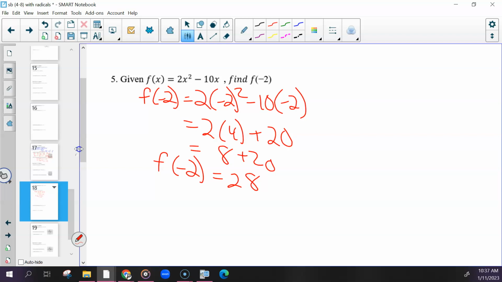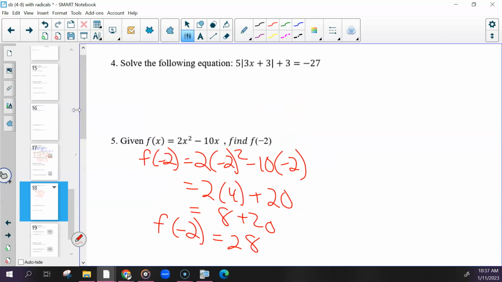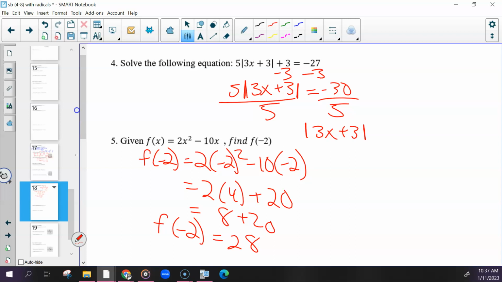Okay, and then 4. So this is like a preview. When I go to grade them, you'll get all 5 of these points if you've written them down correctly. Isolate your absolute values, so get rid of your 3. Divide both sides by 5. And then your absolute value sign cannot equal a negative, so no solution. So if you have any other work after that, erase it.